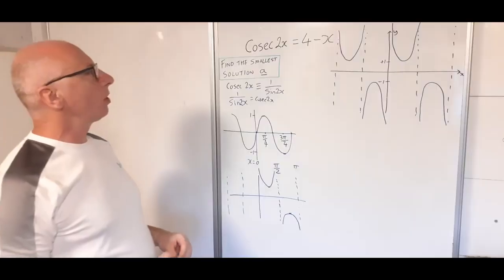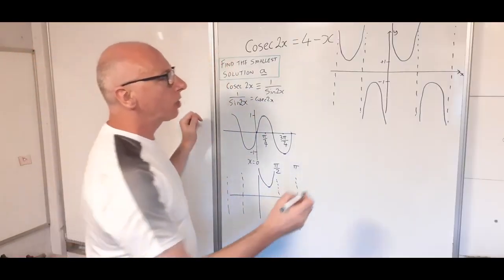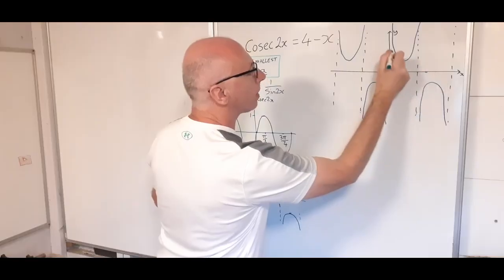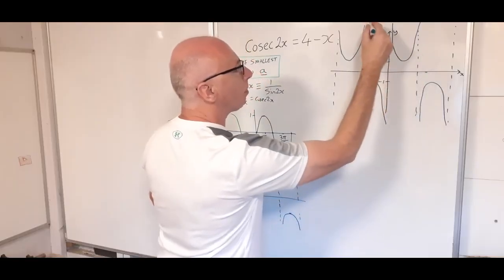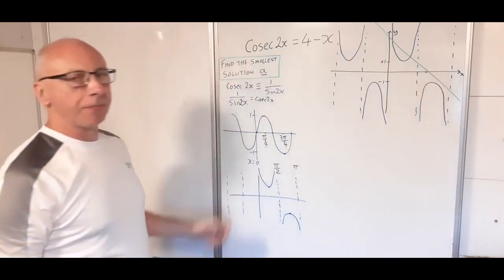So now I need to do the graph of 4 minus x. A bit more straightforward, just a linear. If I just mark my points, 4 on here is going to be somewhere here, let's say, and somewhere here. 4 minus x is going to cross somewhere like that.